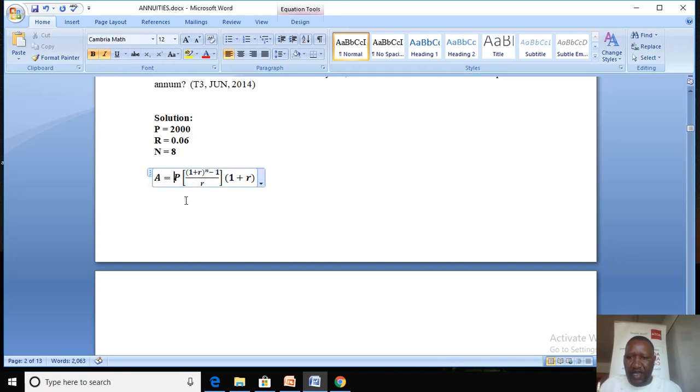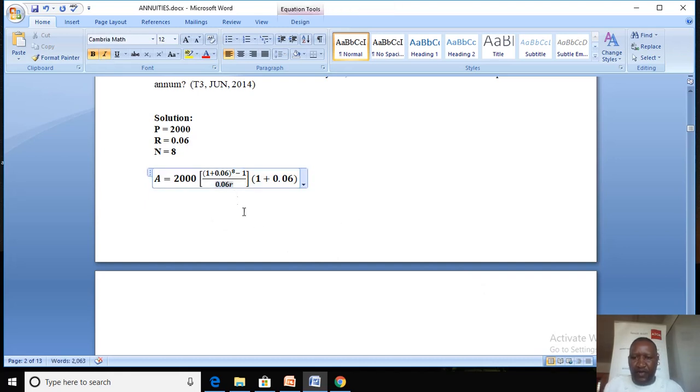So substituting there, you have your P, that is going to be 2,000, then your R will be 0.06, N is going to be 8 years, R is 0.06, then the R there will be 0.06. Okay, so tap that in the calculator.